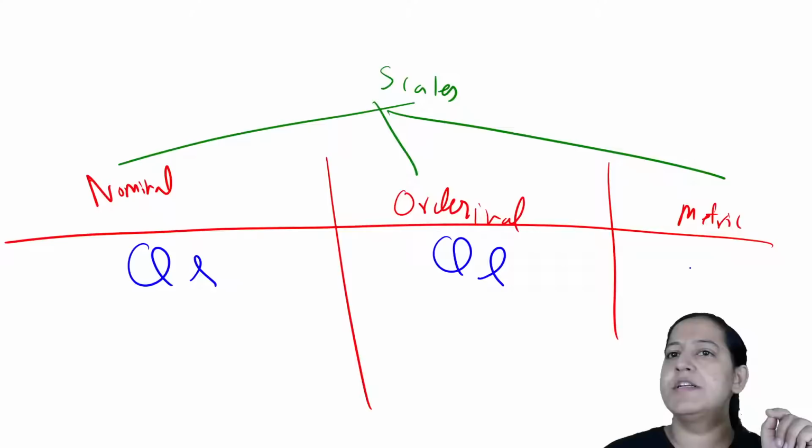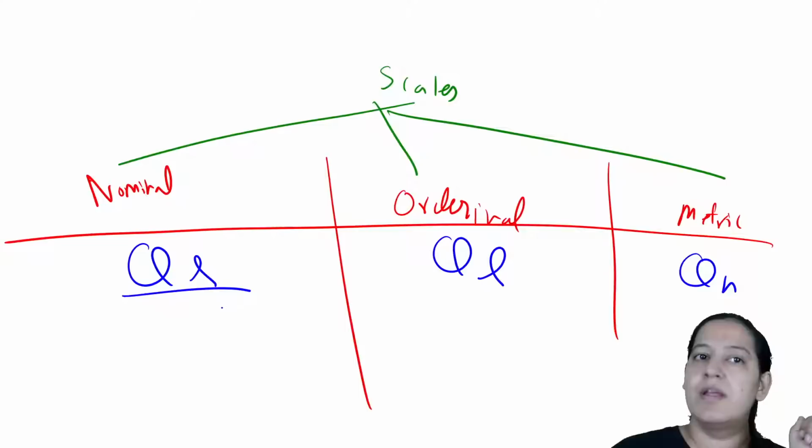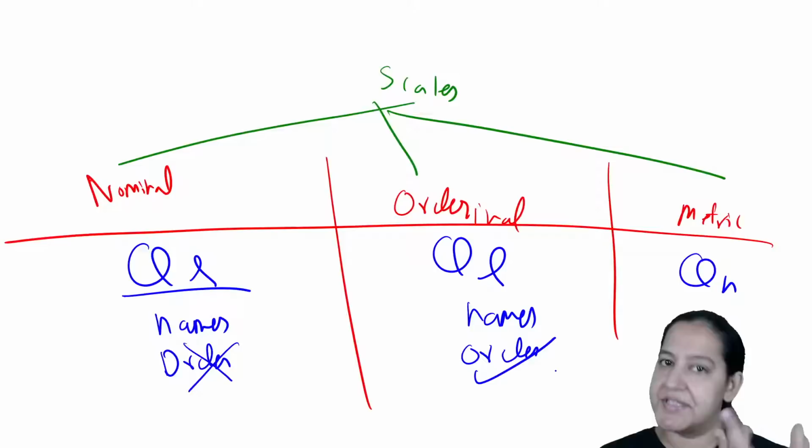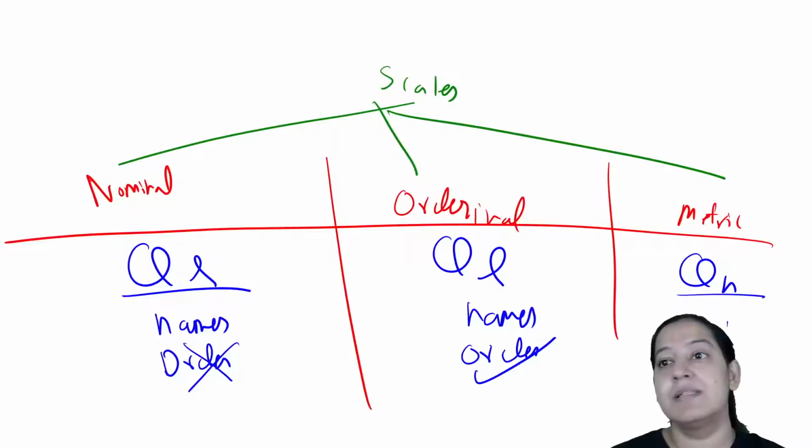Now you know what the three types of data are. Here qualitative, only names, no order, order is absent, only names are there, particular order nahi hoga. Here names to honge hi honge, lekin there will be a particular order. So mild, moderate, severe, that is the example. In metric, there will be numbers, there will not be names, there will be numbers.